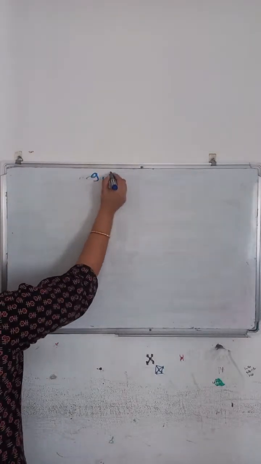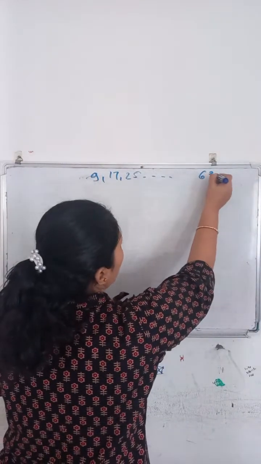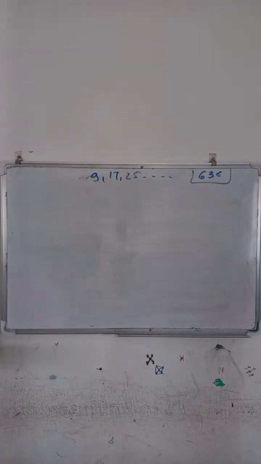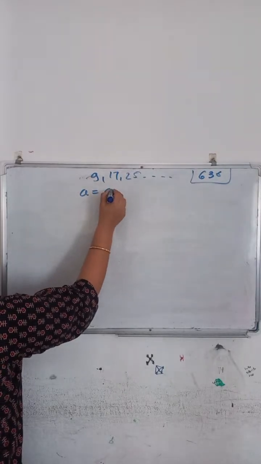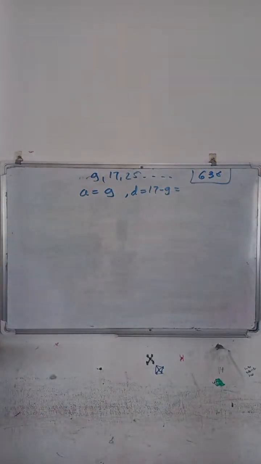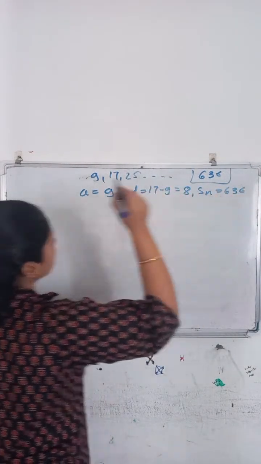So here the AP is given 9, 17, 25 and so on, and they are asking how many terms we can take so that we will get the sum 636. So that number of terms we have to find. At least by observing this, A is equal to 9, common difference D is equal to 17 minus 9, which is nothing but 8. And here the sum Sn is nothing but 636.